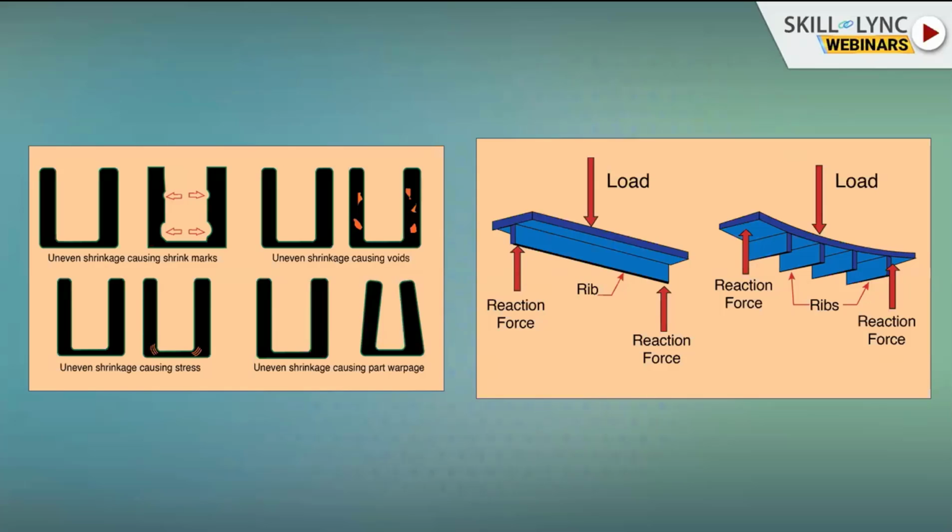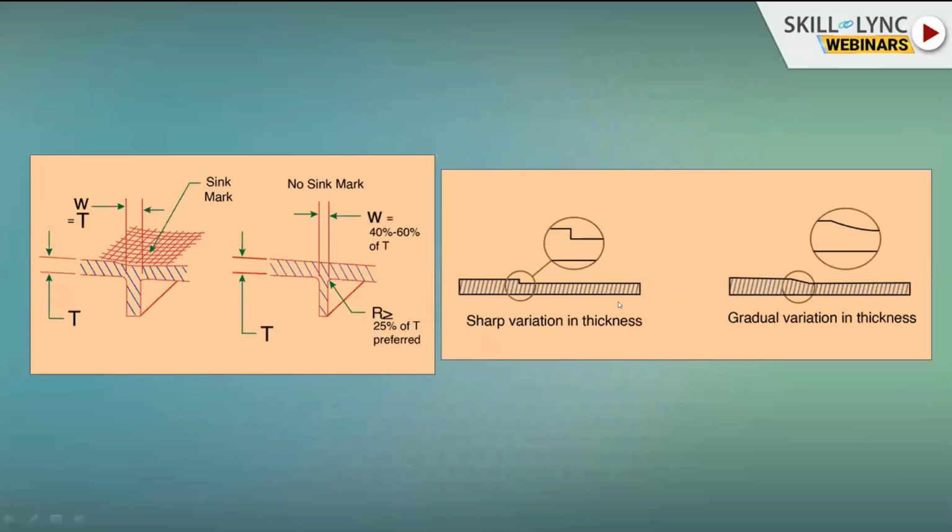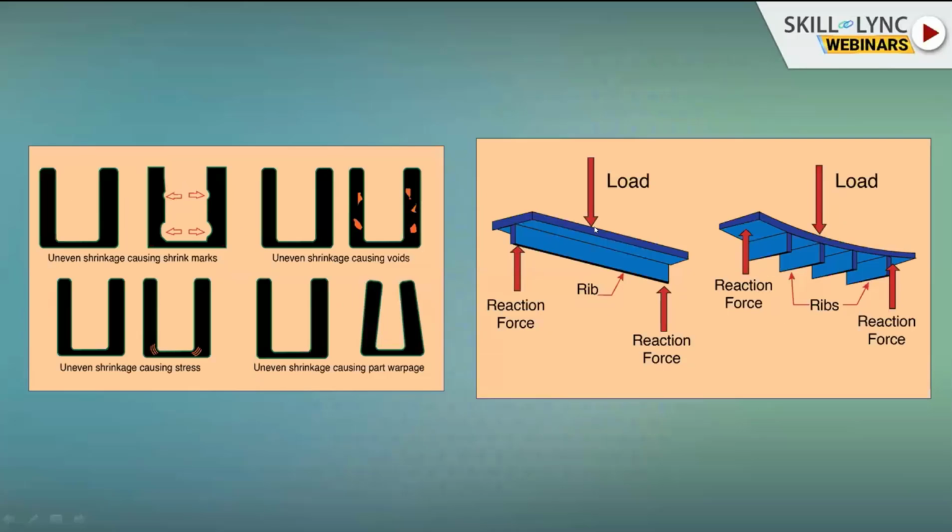Here in this case, you can see that on the right side, the load is coming over here and the reaction force sources are over here. If you provide the rib parallelly, it doesn't work out. And on the left-hand side, they have provided a rib at the center of the component, so it provides stiffness to the mold part. So we should plan and design the rib.